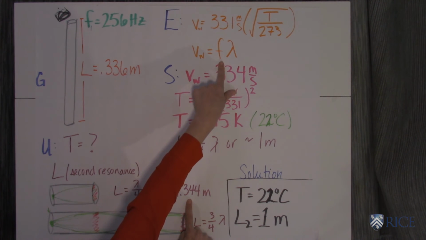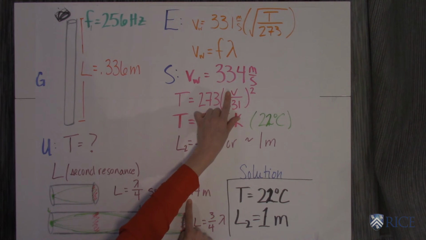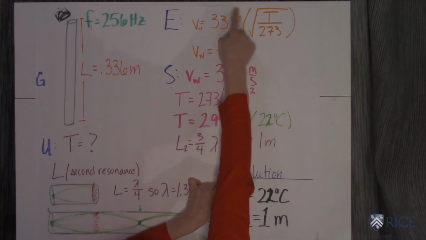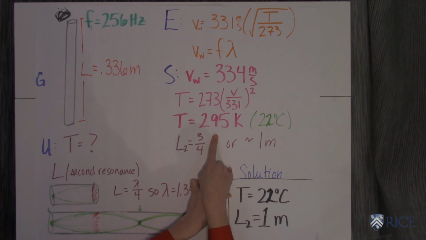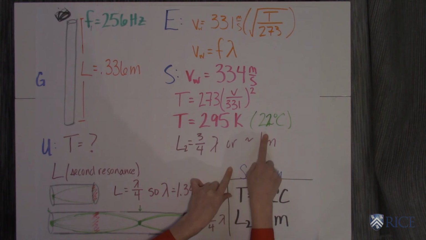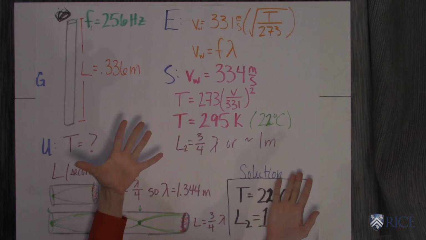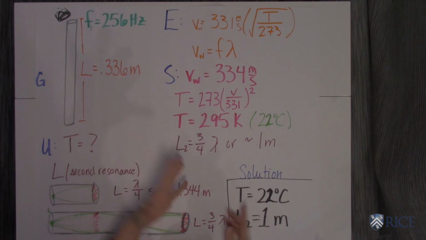Plug that in and your frequency, and you get that the velocity of sound in the air in the room is 334 meters per second. Then you take this equation, work backwards to find the temperature, and you get that the temperature is 295 Kelvin, which is 22 degrees Celsius. And so that's the first part of your problem, 22 degrees Celsius.